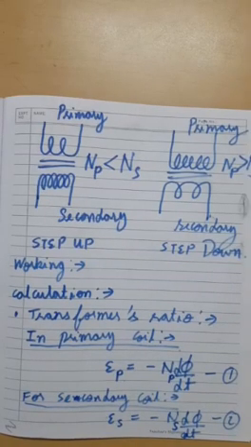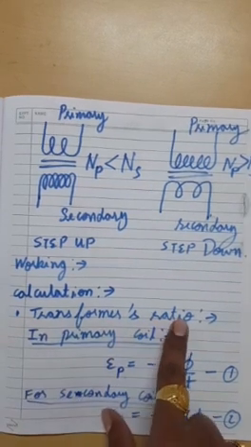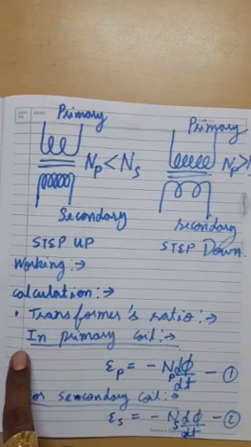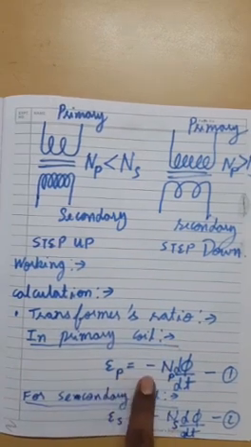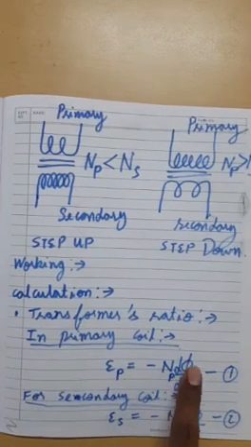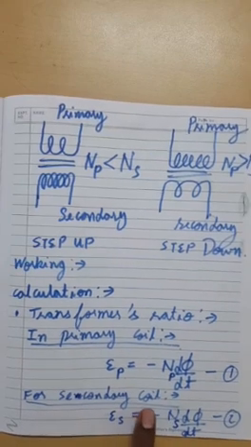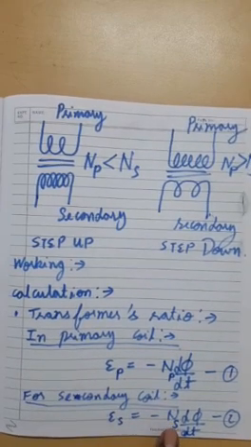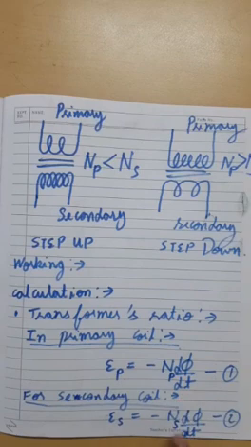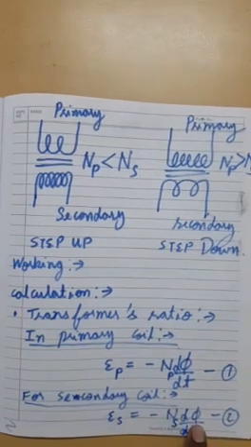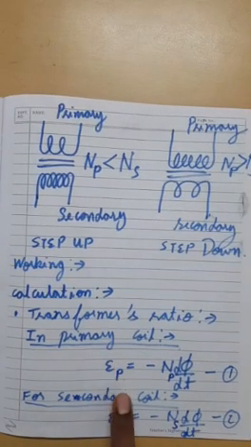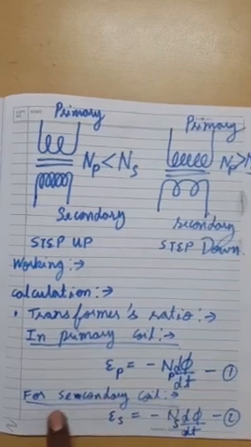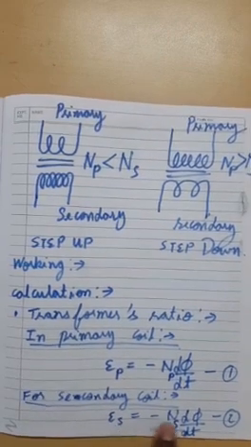Now let us talk about the calculation part. This is also known as the transformer's ratio. As we know, in the primary coil, EP is equal to minus NP d phi by dt, while in the secondary coil ES would be equal to minus NS d phi by dt. This is the law of electromagnetic induction. Because this is for the primary coil, we have put P and P over here, and this is for the secondary coil, so we have put S and S over here.